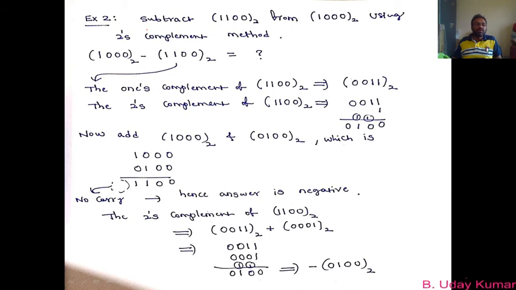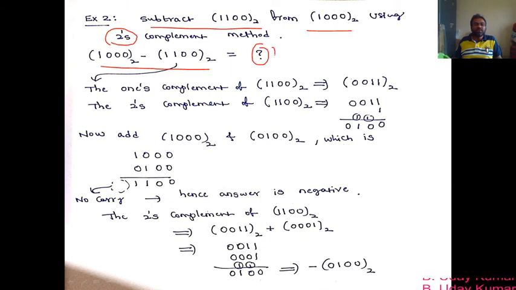Now the way in which the answer will be negative. That means you will be subtracting a bigger number from a smaller number. How do we find its answer? Let us check it. So what is our example here? Subtract 1100 from 1000 using the 2's complement method. So that means this is given now, 1000 to the base 2 minus 1100 to the base 2. So I want to find its answer. To find it, we are using the 2's complement method.